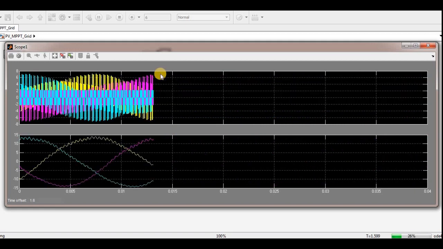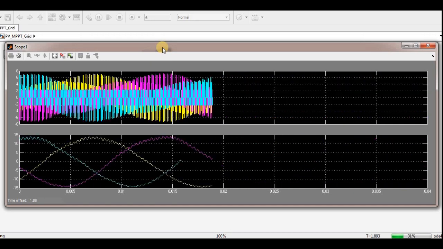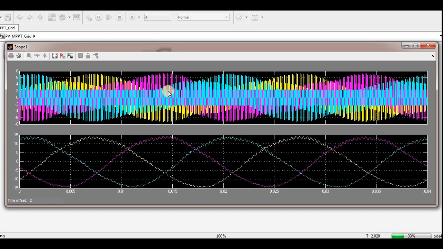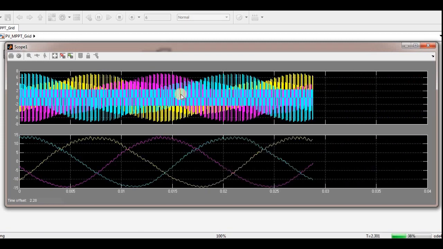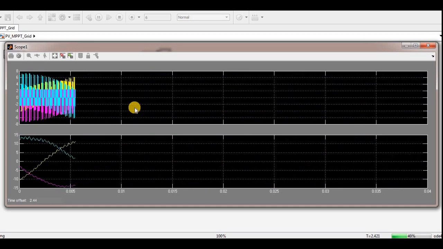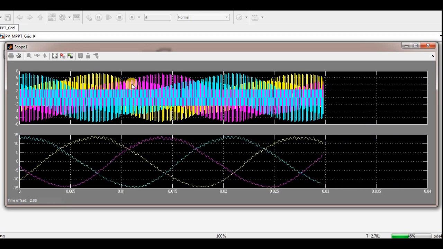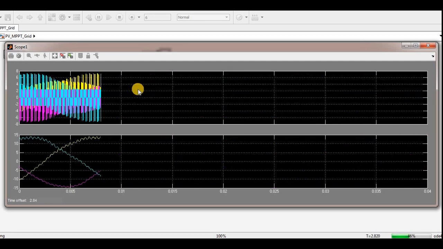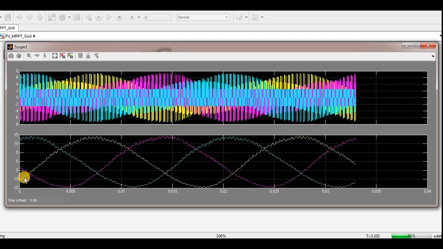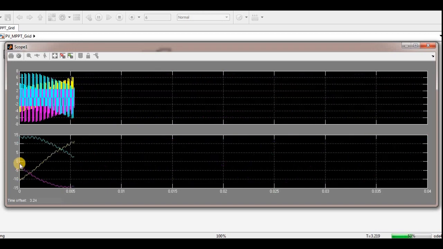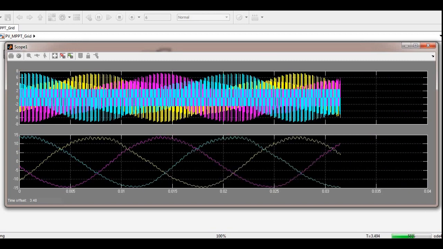Actually 1.5 per unit it will come, because I am considering phase to phase, so root 3 times gives 1.732. But let us assume it is nearly equal to 1. If there is a proper filter, it will come to nearly sinusoidal with 1 per unit, or 1.732 per unit in case of line to line voltage. See, these are the currents, and the lagging is there. Clearly it is lagging. It is not starting from 0, but here yellow is also not exactly starting from 0.